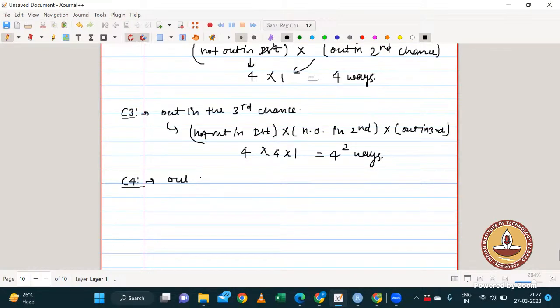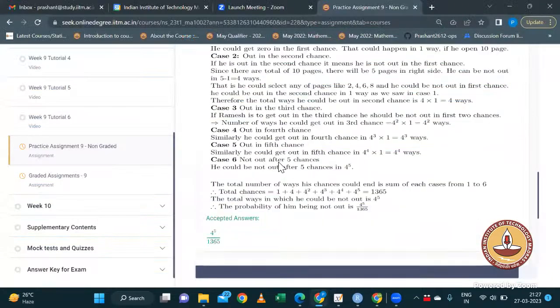Similarly, case 4 means 4 cube: not out in the first, not out in the second, not out in the third, and out in the last. Same thing for the fifth chance. That means he is not out till the fourth chance and he is out in the fifth chance. That means 4 to the power 4. Not out after the fifth chance means he played and he wins all the 5 matches. So that means 4 to the power 5, correct?